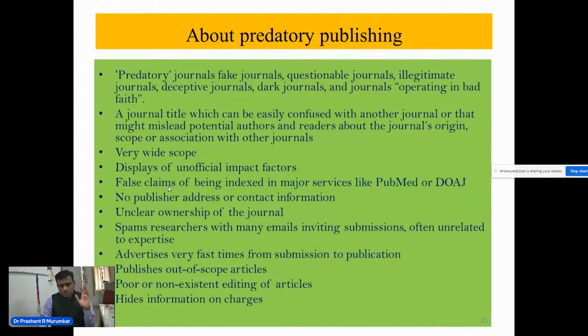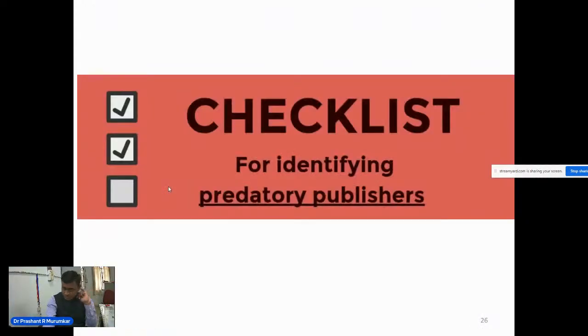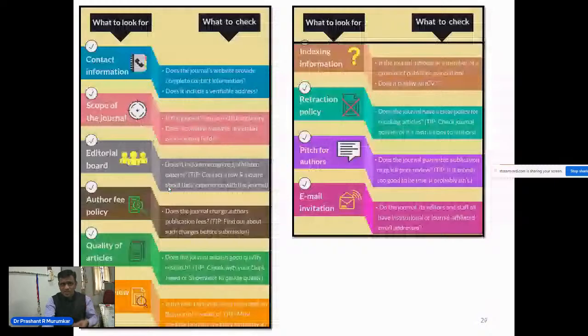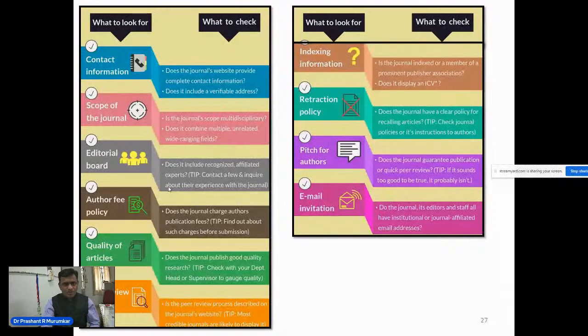Then it publishes out-of-scope articles also, and there is poor or non-existent editing of the articles. As it is, you can copy and paste, and they will accept it and publish it. There is no correction at all. They don't have any editing system, and they will hide the information on charges. Lastly, they will tell you that you need to pay this much as a processing charge. So there are certain checklists also. As I mentioned, this is a summary of that: contact information, scope of the journal, editorial board, and author fee policy.